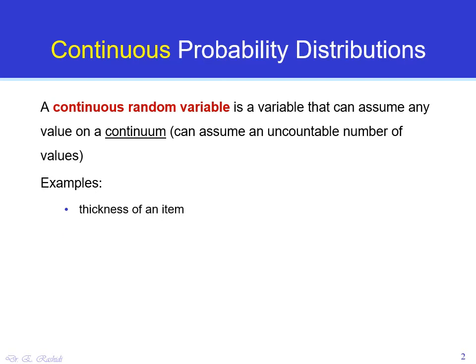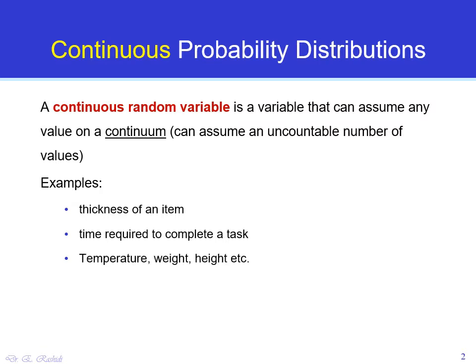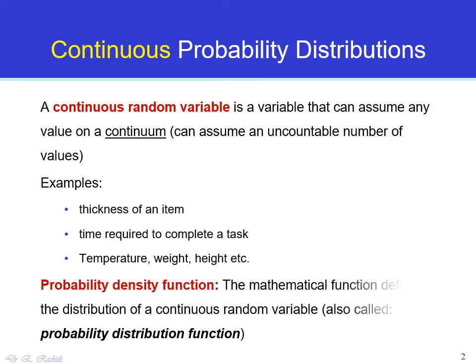Or the time required to complete a task, that's also continuous. Or the temperature, the weight, the height, and characteristics like this that can be quantified in a continuous way. These are all examples of characteristics that can be used as a continuous random variable. The probability density function is the mathematical function defining the distribution of a continuous random variable, also called the probability distribution function.